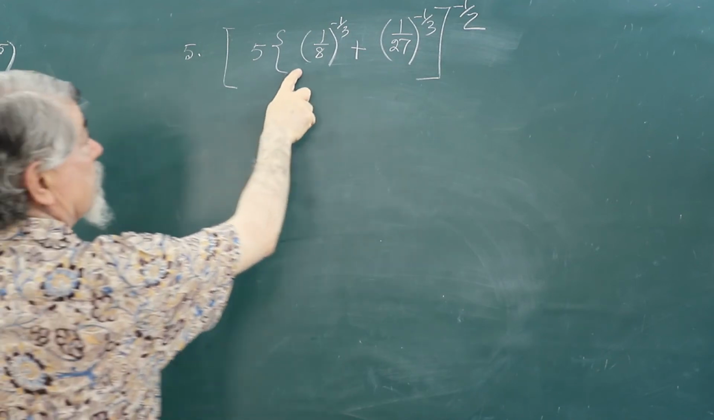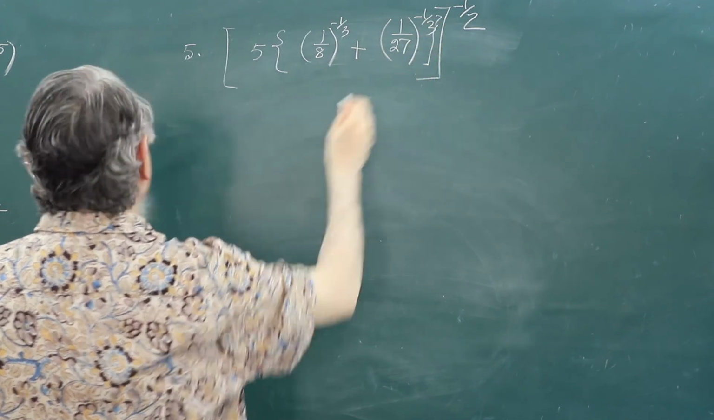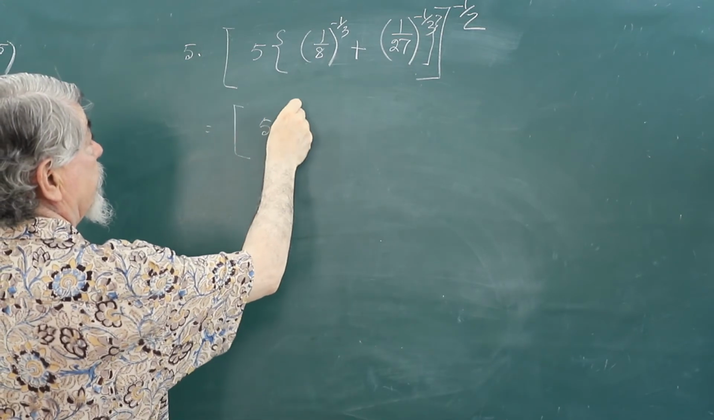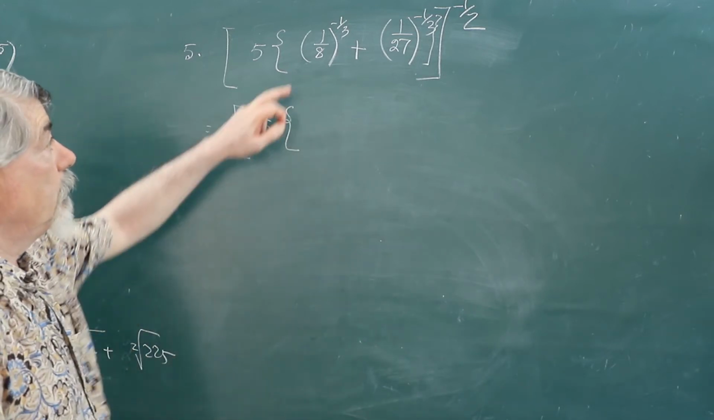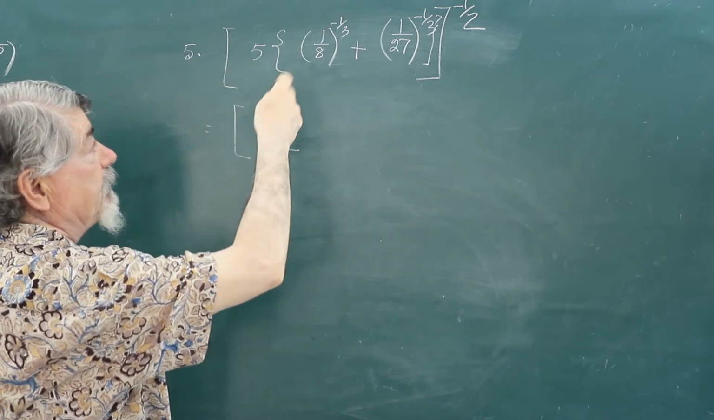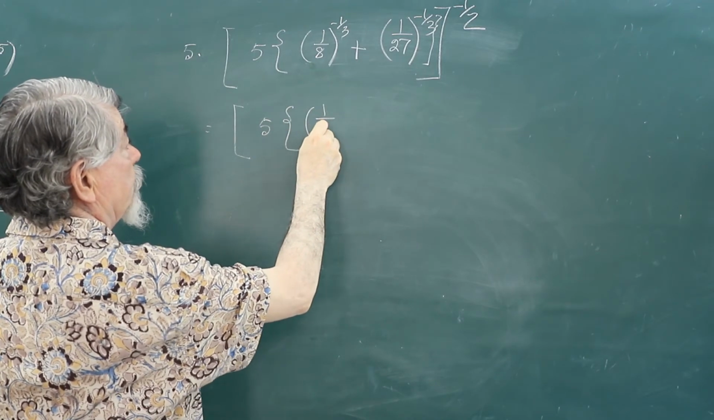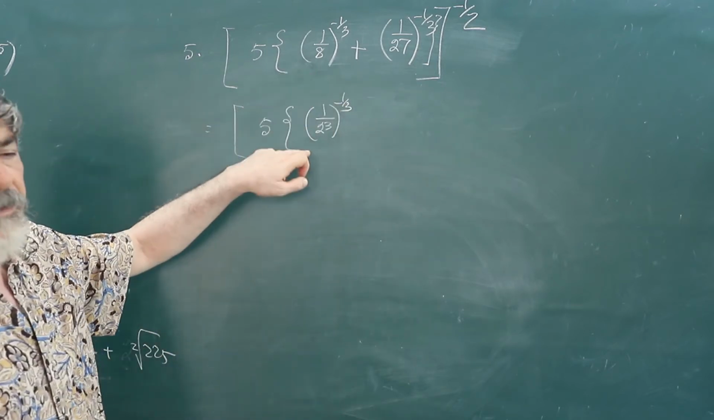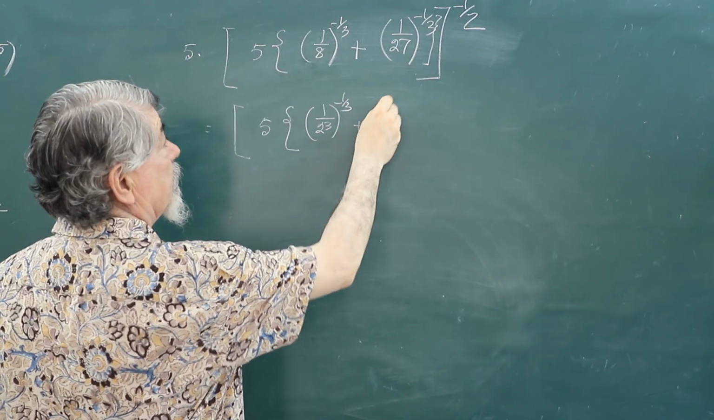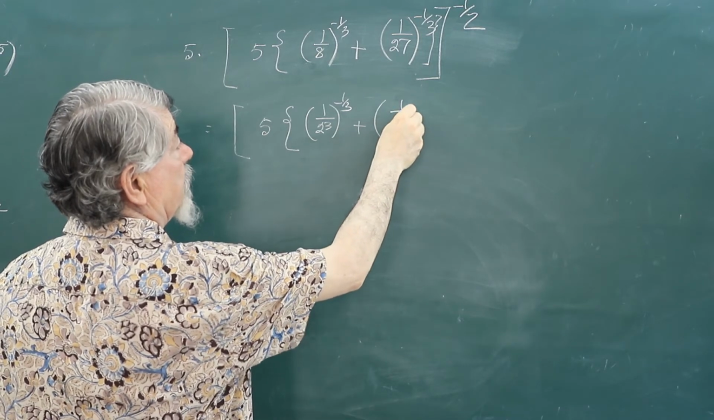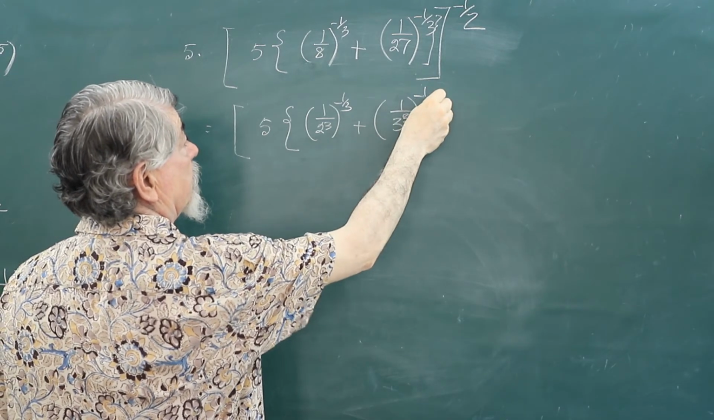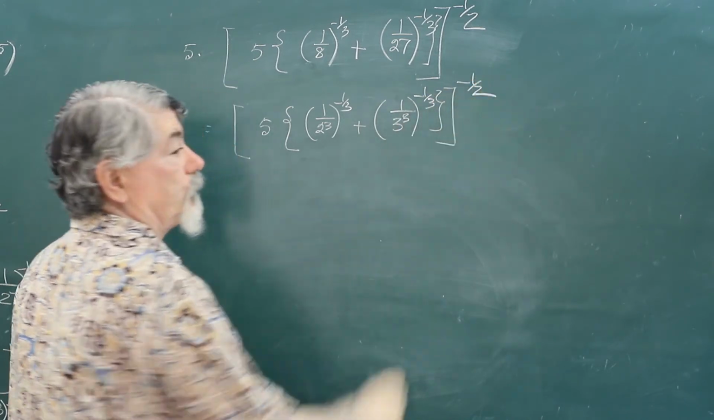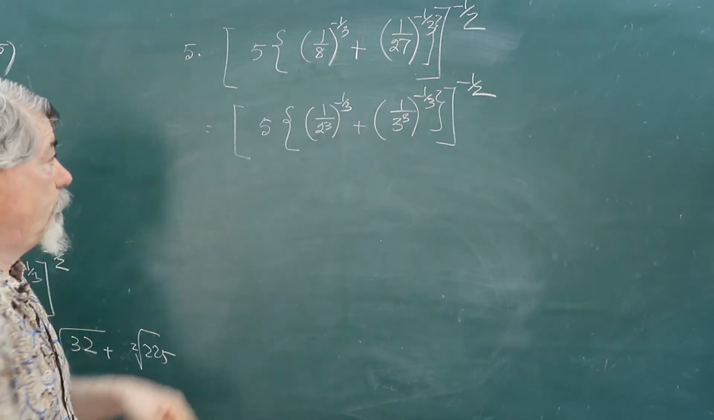Now we'll solve this. This is inside the bracket, so I'll solve this portion first. 1 upon 8 means 1 upon 2 to the power 3, to the power minus 1 upon 3. 8 is 2 to the power 3. Similarly, 27 is 3 to the power 3, to the power minus 1 upon 3, and to the power minus 1 upon 2. Now when I take it up, what will happen?